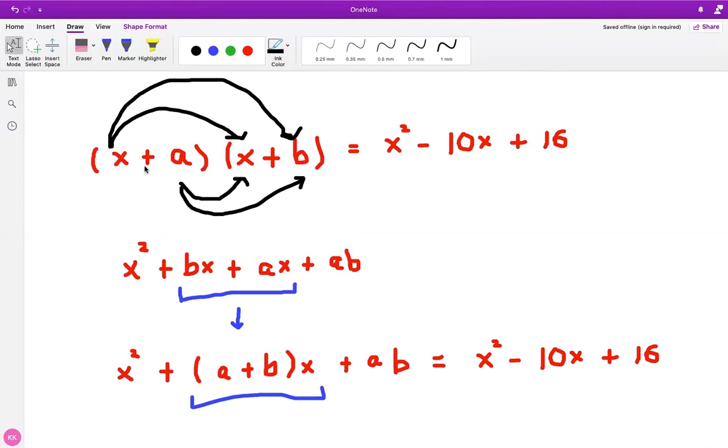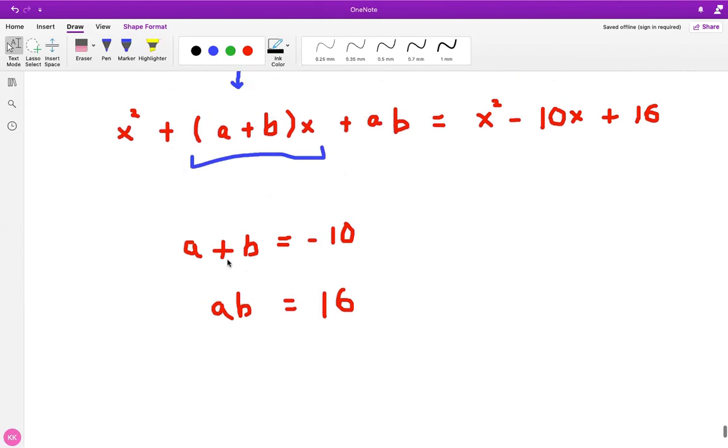One important thing is that this expression must be equal to the original expression. In order to figure out the a and b values, I just need to expand this expression: x squared plus (a plus b)x plus ab. This must be equal to the original, right? The first term matches, but the second and third terms do not match. So to make these equal, I need ab equals 16, and a plus b, the constant here, equals -10. So I have a plus b equals -10 and ab equals 16, a system of equations.